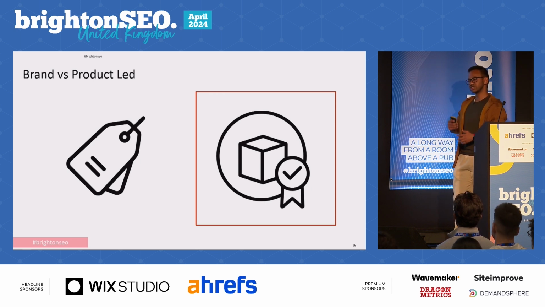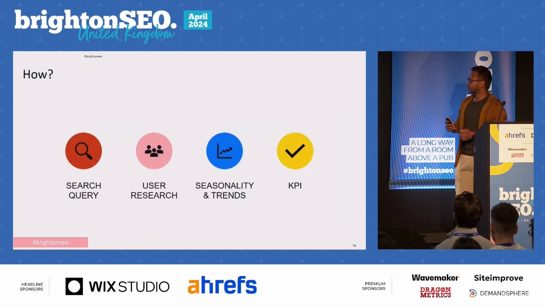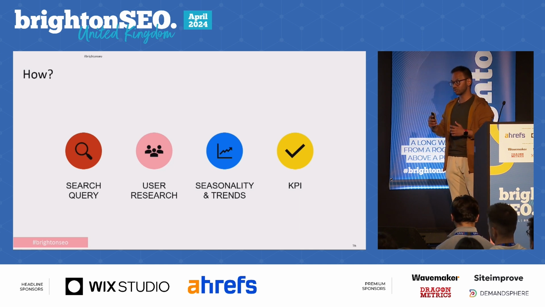So I wanted to use a similar approach for social media as well, like really dive into the same process we are doing for SEO. So yeah, I'm not going to go deep into this, but what I proposed is, okay, let's start with traditional SEO research, look at search query, user research, also seasonality and trends, and finally the KPI, like what are we going for?